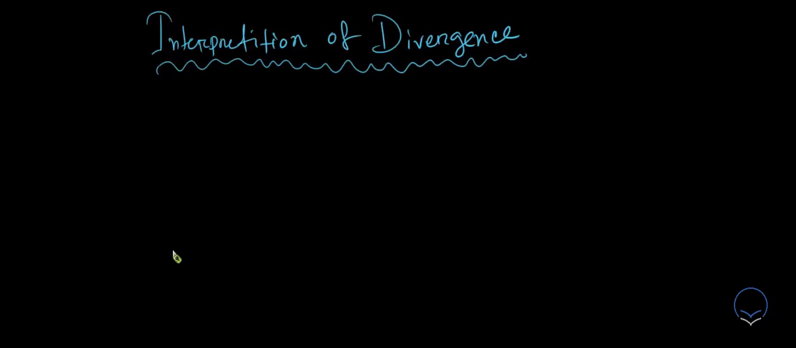Hello everyone and welcome to this lecture. Today we are going to interpret the divergence of a vector field, and we are going to do that through an example. And in this example we are going to see the application of the divergence operation.